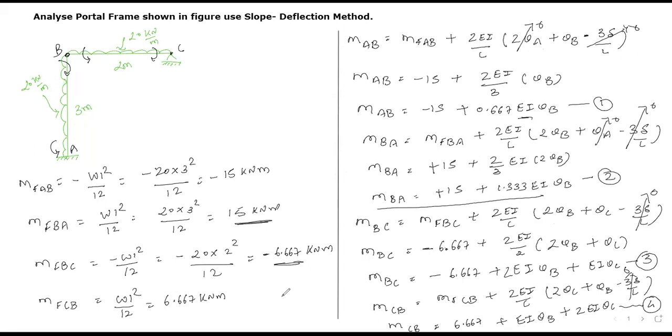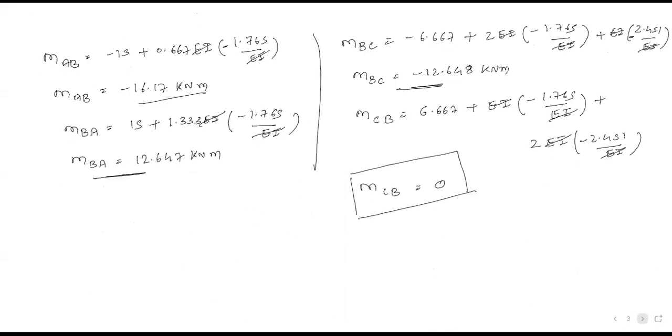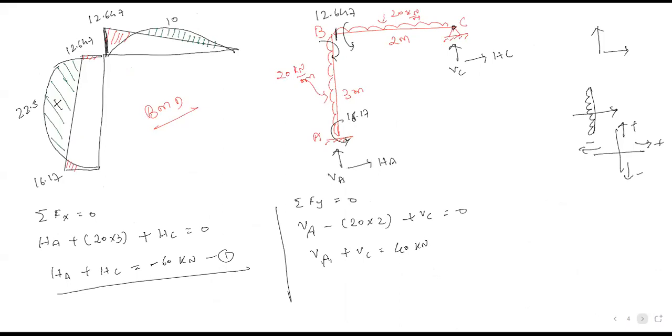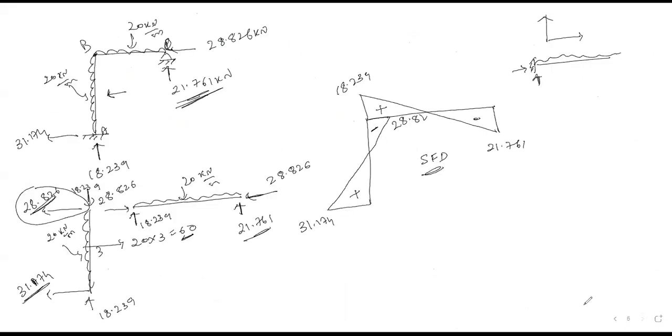So if you want to take a snapshot, this is the first page. This is second one. This is third one. This is fourth one. This is fifth one. 6.